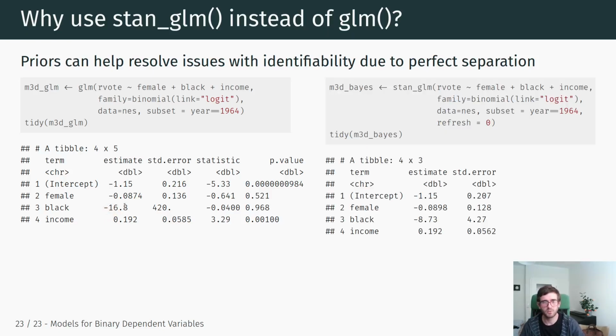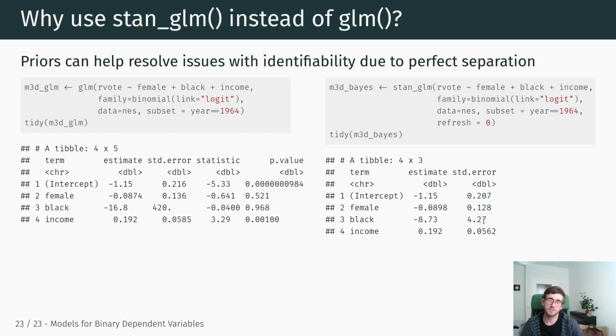All right. If we estimate exactly the same model with Stan, just using default weakly informative priors that keep our coefficients in a reasonable range, we have a still negative coefficient, obviously, because African American respondents were less likely to vote for the Republican candidate, but this is in a much more reasonable range and with a much smaller standard error. Instead of 420, we have a standard error of 4.27.